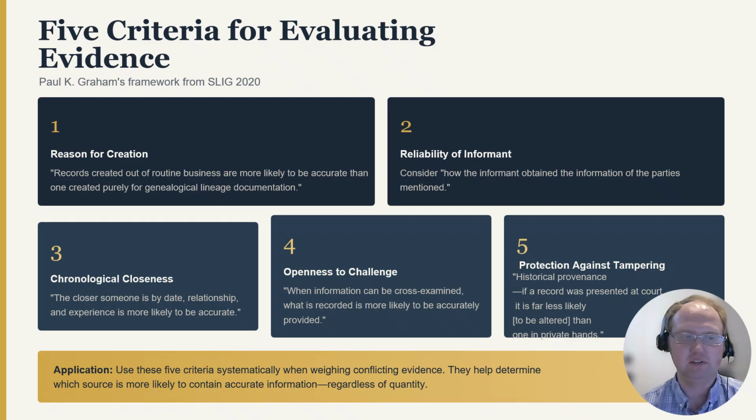So you first have to think of why the record was created. Records created out of routine business, just government paperwork, are more likely to be accurate than ones created for genealogical lineage documentation, where the people might want to fudge stuff to make things look pretty and not raise red flags. Purpose, reliability of the informant.